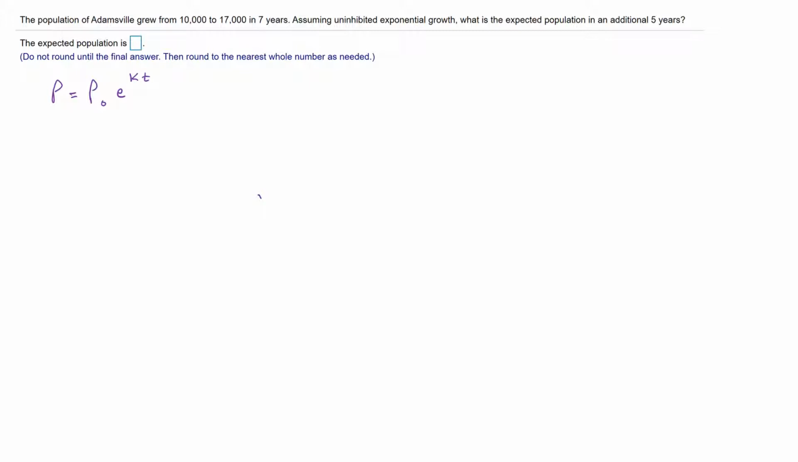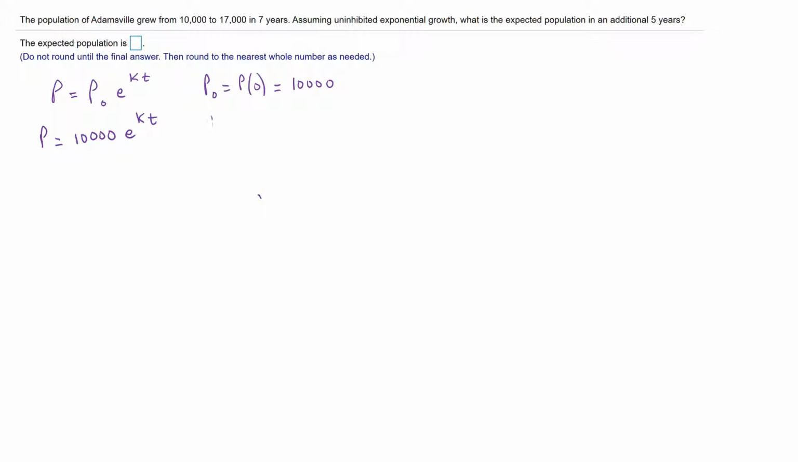kt. In order to utilize this equation to figure out future populations, I need to know two numbers, P sub 0 and k. Typically, we're told what P sub 0 is. P sub 0 is the population at time 0. It's the initial population, and the initial population we're told is 10,000. So let's go ahead and plug 10,000 into the equation.